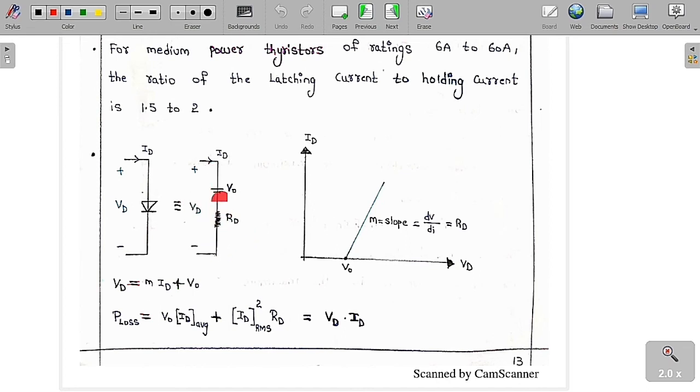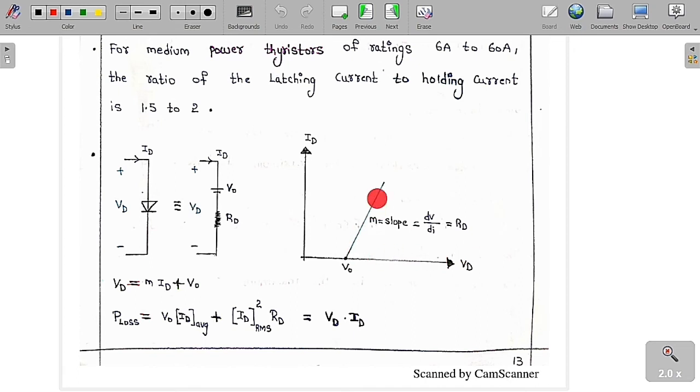If we apply KVL here, we get VD equal to V0 plus R0 into ID. Here R0 is basically the slope, which you can write as M, because R0 is nothing but the slope of the VI graph. Here we have drawn the graph between ID and VD.